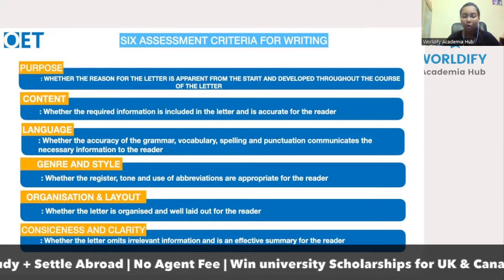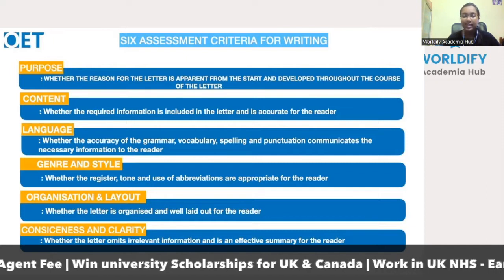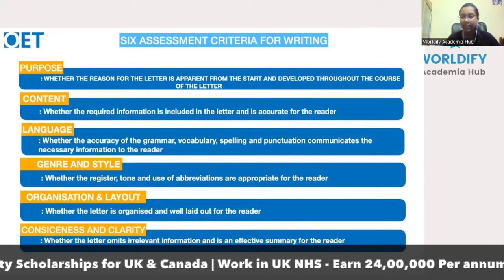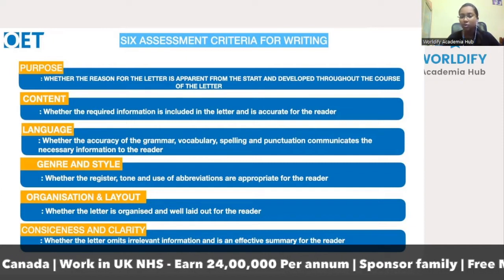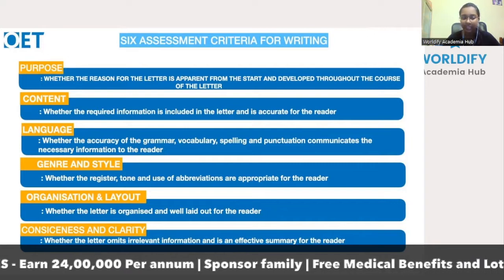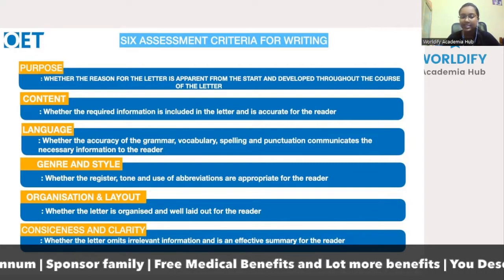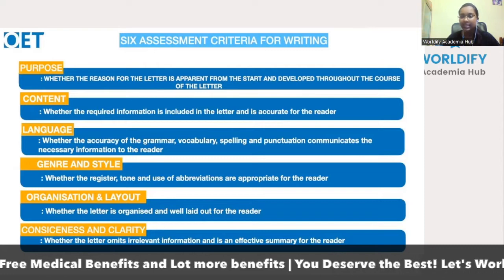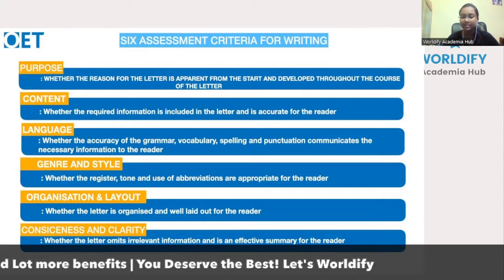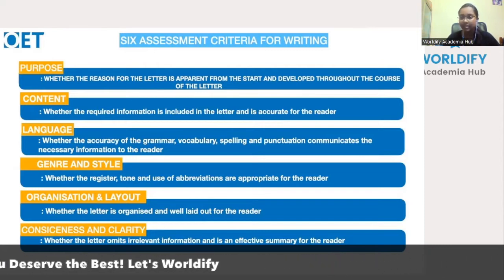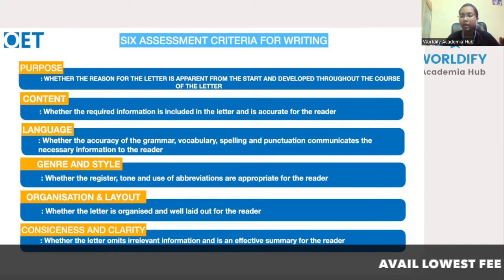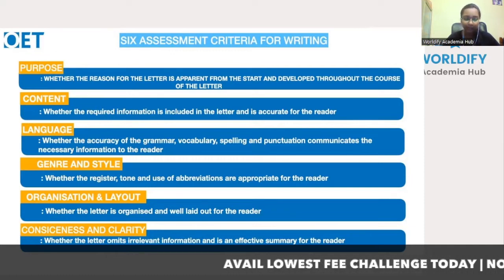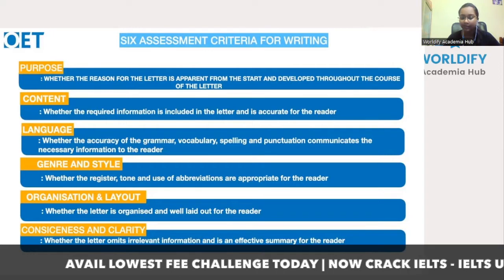Next, we have organization and layout. So is the letter well organized? Is it well laid out according to the reader? All these things are assessed in organization and layout. And then we have conciseness and clarity. In conciseness and clarity, we make sure that the letter is concise and it is effective. Is it summarizing effectively? Okay, so whatever is required. So maximum the content can be 1.5 sides and not more than that. Okay, are you all clear?